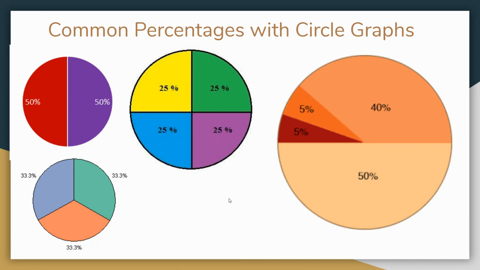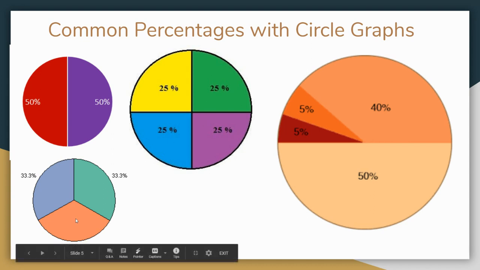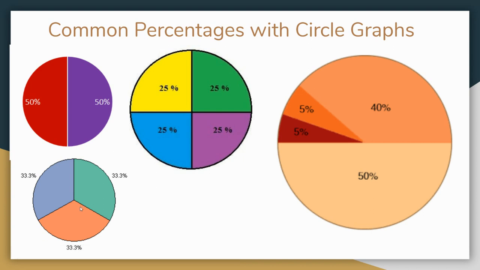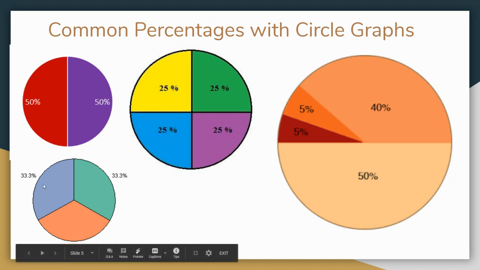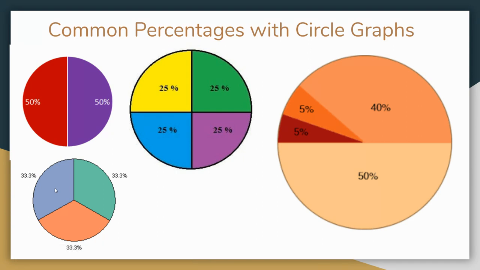So here are some different circle graphs with common percentages that you might see. In the first one, a graph that's split exactly in half, so 50-50. In the next circle graph, it's split into 4 equal pieces, so each piece would represent 1/4 of the circle, or 25%. You could think about quarters in this case. On this graph below, we can see it's split into 3 equal pieces. Kind of looks like a peace sign here. And each one represents 1/3 of the graph. So 1/3, or about 33%.